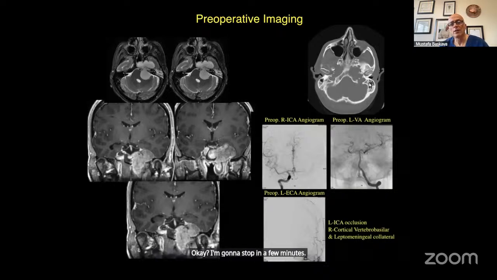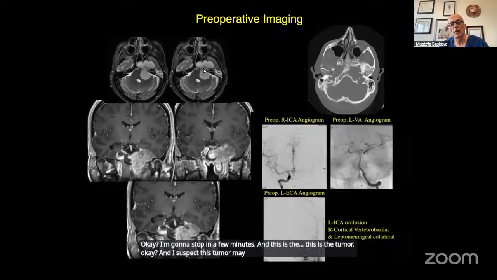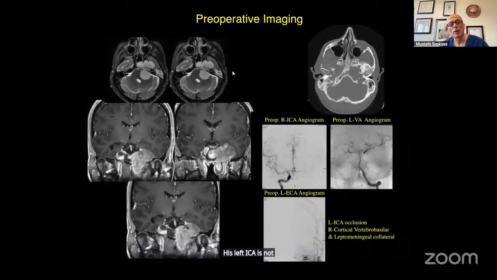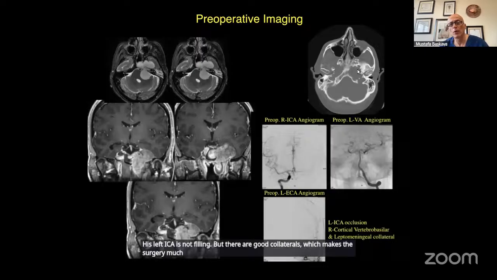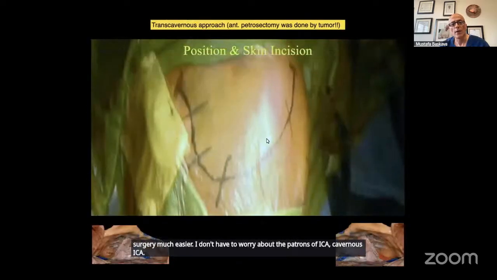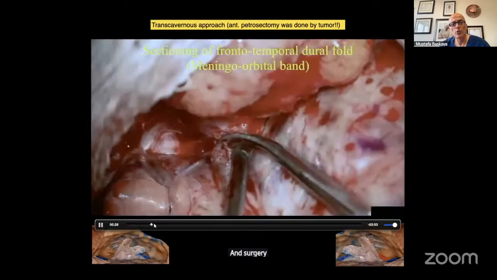Okay. I'm going to stop in a few minutes. And this is the tumor, okay? And I suspect this tumor may obstruct the ICA. I do angiogram. His left ICA is not filling, but there are good collaterals, which makes the surgery much easier. I don't have to worry about the petrosal ICA, cavernous ICA. And surgery is the skull-based surgery.